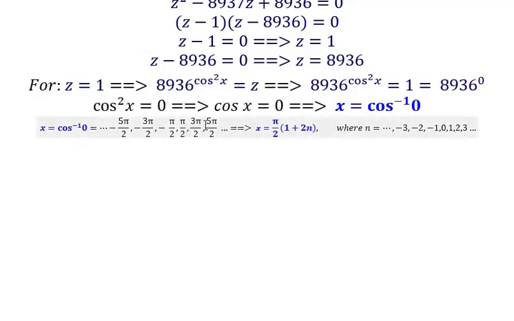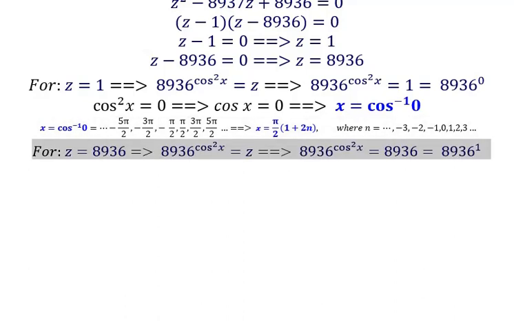And that solution, x equals cosine inverse of 0, could be pi over 2, 3 pi over 2, 5 pi over 2, minus pi over 2, minus 3 pi over 2, minus 5 pi over 2. So it is basically pi over 2 and its coterminals, and 3 pi over 2 and its coterminals. So it can be written as x equals pi over 2 times 1 plus 2n, where n is any integer from negative infinity to infinity.